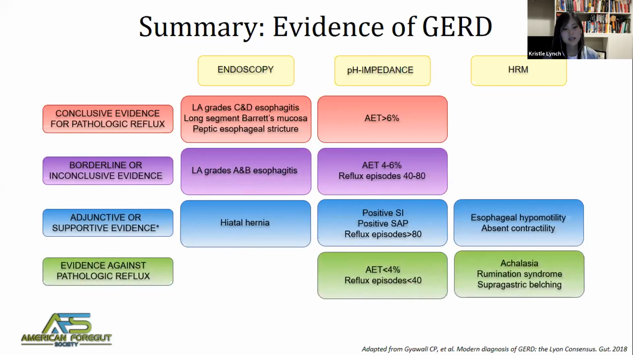And then for evidence against pathologic reflux, that would be a low or normal AET, a low number of reflux episodes, and then of course, any other explanation for these symptoms that may be found on other workup.